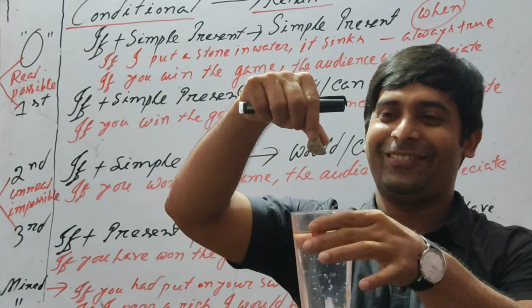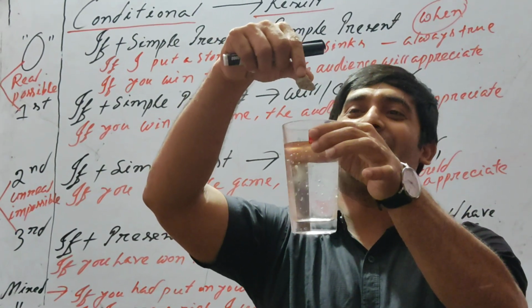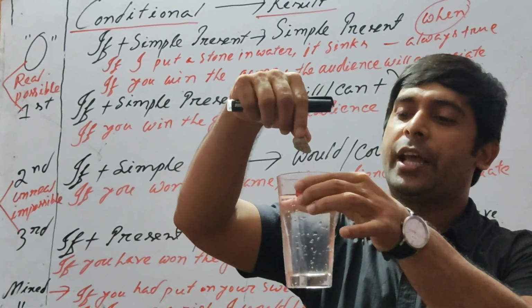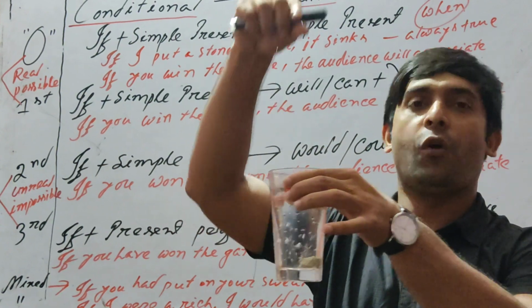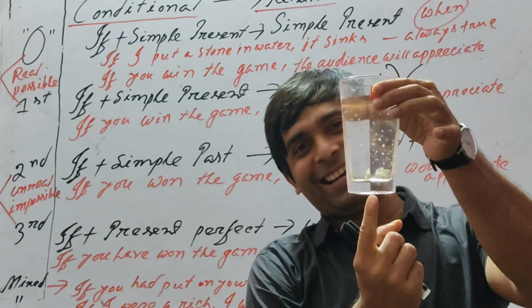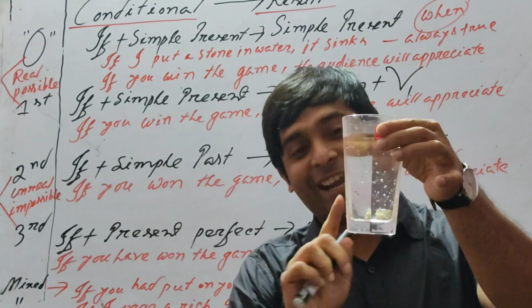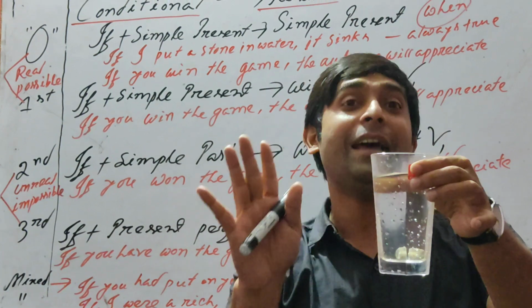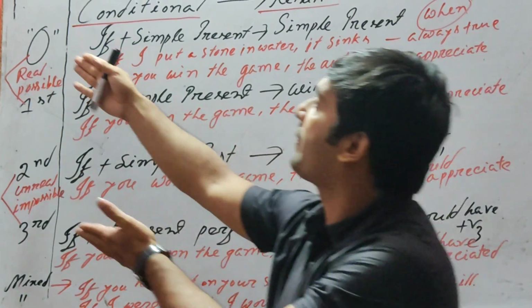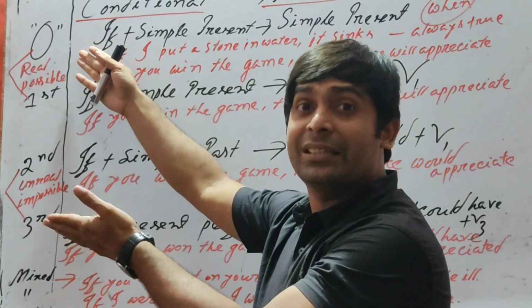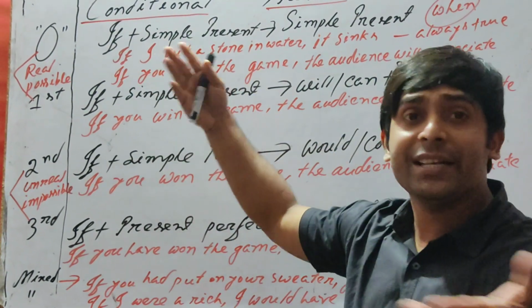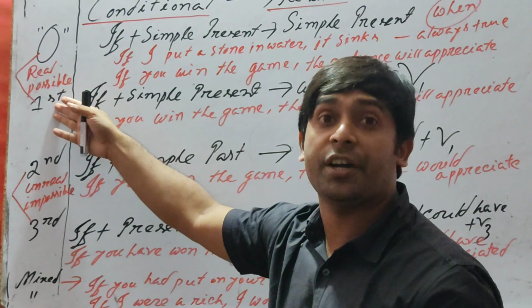Look at that. If I or anybody else puts a stone in water, it sinks. Is it clear? Is it true or not? Of course, it's absolutely true. I think you all agree with me. So this is why I have written here that it's called a real example, a real thing or a possible thing. However, if plus, what is zero conditional or what is first conditional?